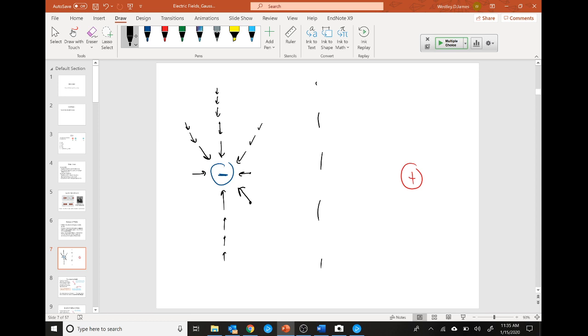So electric fields of negative charges point towards them. For positive charges, they point away from them.